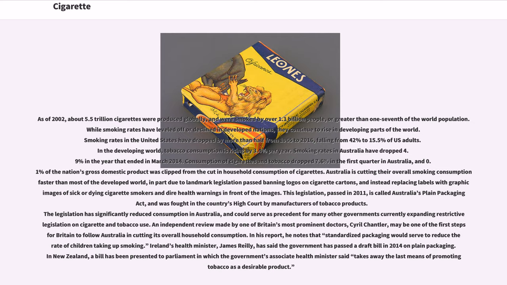An independent review made by one of Britain's most prominent doctors, Cyril Chandler, may be one of the first steps for Britain to follow Australia in cutting its overall household consumption. In his report, he notes that standardized packaging would serve to reduce the rate of children taking up smoking. Ireland's health minister, James Riley, has said the government has passed a draft bill in 2014 on plain packaging. In New Zealand, a bill has been presented to Parliament in which the government's associate health minister said takes away the last means of promoting tobacco as a desirable product.